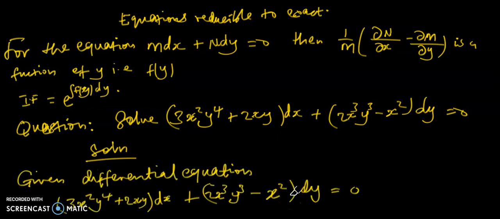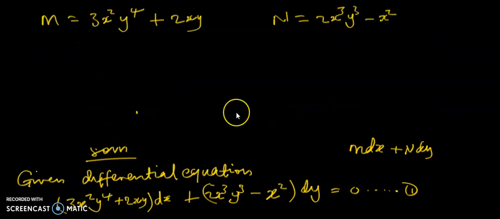So this is the given differential equation, and we can call this our equation 1 because this equation is in the form of M dx plus N dy. So we are going to have M dx and N dy. Let's get some space and then have that down. Since the equation is in the form of M dx plus N dy, we simply have M as 3x squared y power 4 plus 2xy, and this is our N.